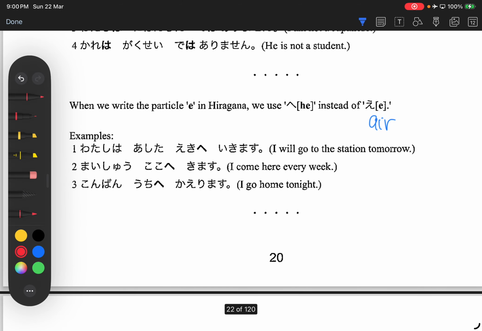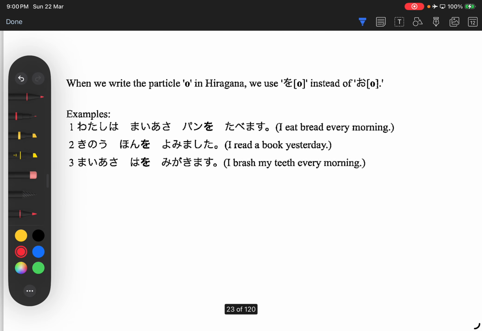Next, we have this HE character. He is pronounced as eh. So we will see it again in this class, so don't worry about it now. Next page, you probably have O. So WO is read as O.